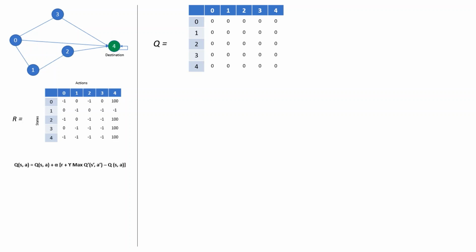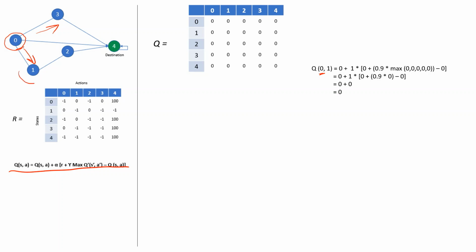So this is how our initial Q matrix or table will look like. Now using Bellman's equation, we try to calculate further values. So let's say our agent is at location 0, which is here. Now the possible actions could be either 1 or 3. Let's say our agent picks up 1.